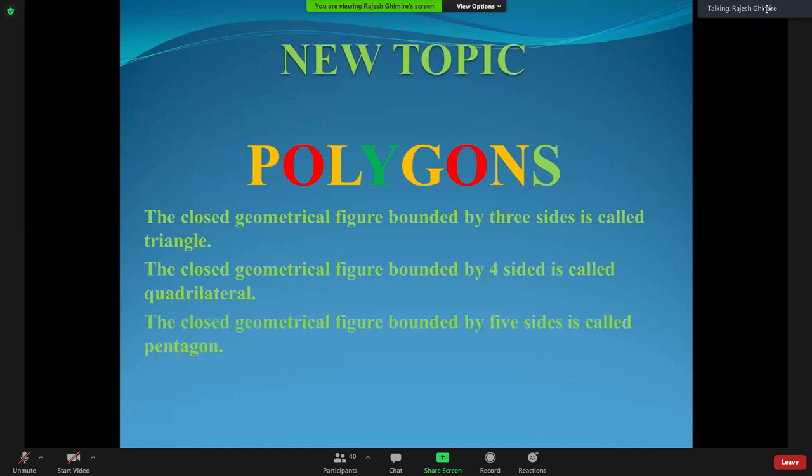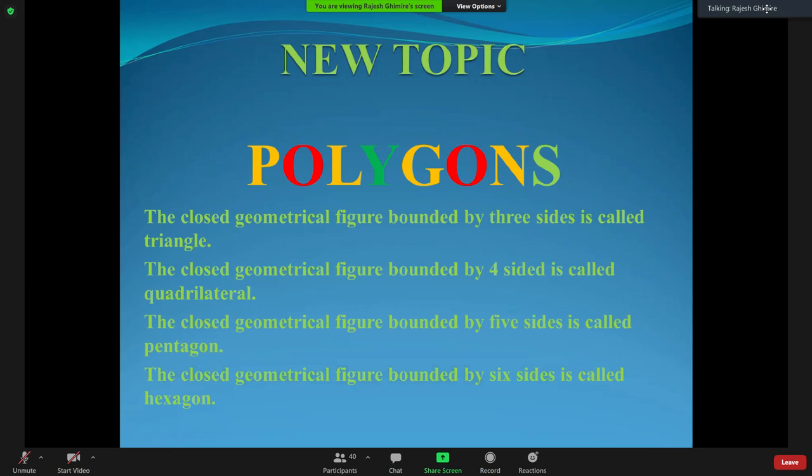In the similar way, what will be the closed geometrical figure bounded by five sides? Pentagon. Yes, it is called pentagon. In the similar way, the closed geometrical figure bounded by six sides is called? Hexagon. We have already studied in grade 7. Yes, a figure bounded by six sides is called hexagon.